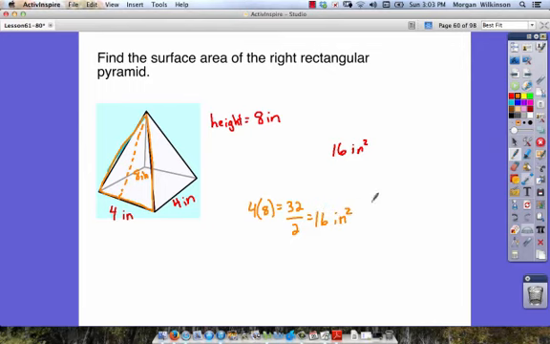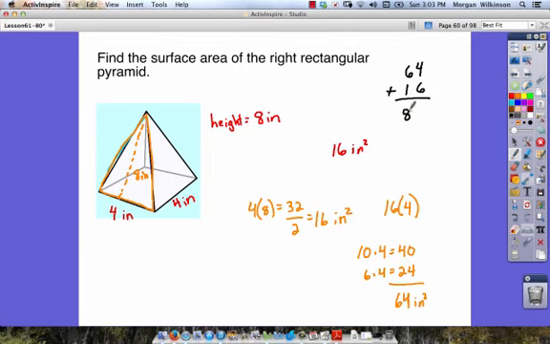And there's 4 of them. So we need to multiply 16 times 4. 16 times 4, well, if we looked at that as 10 times 4 is 40. 6 times 4 is 24. You can see we get our answer of 64. So we get 64 square inches. And we're going to add 16 inches to that, because that was the area of the base. 64 plus 16, that must be equal to 80 square inches. And we've got our final answer.